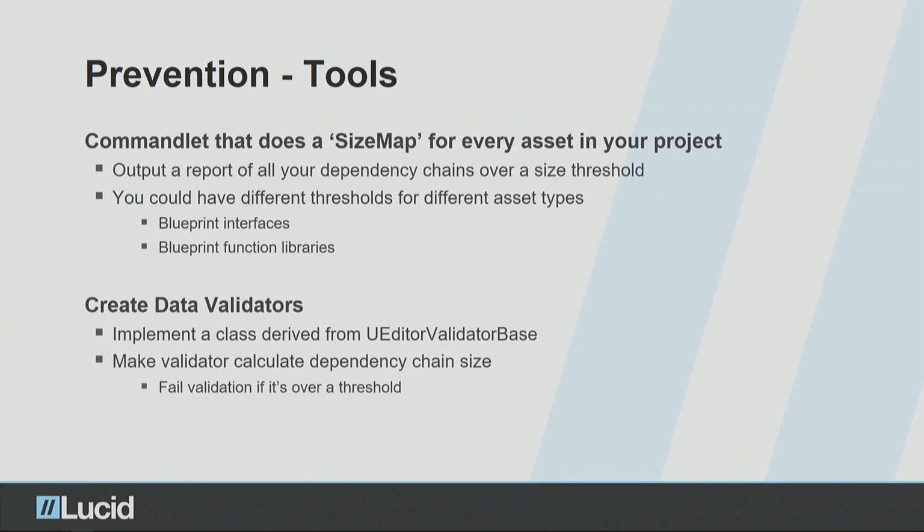Another thing you can use is the editor validation system, which is really good. You can create classes there that will process different asset types, so you can check dependency sizes and dodgy casts and things like that in a validator. That can become part of your workflow, where you're constantly validating assets to make sure they don't do anything that's going to cause you problems with asset dependency chains.